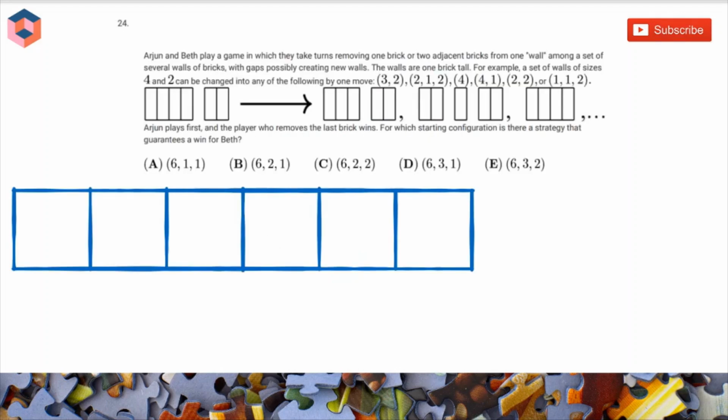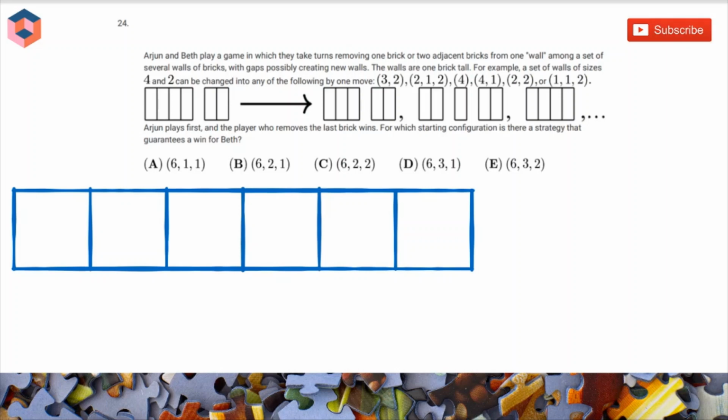Problem number 24. Arjun and Beth play a game in which they take turns removing one brick or two adjacent bricks from one wall among a set of several walls of bricks, with gaps possibly creating new walls. The walls are one brick tall. For example, a set of walls of sizes 4 and 2 can be changed into any of the following by one move: 3, 2; 2, 1, 2; 4; 4, 1; 2, 2; or 1, 1, 2. Arjun plays first, and the player who removes the last brick wins. For which starting configuration is there a strategy that guarantees a win for Beth?